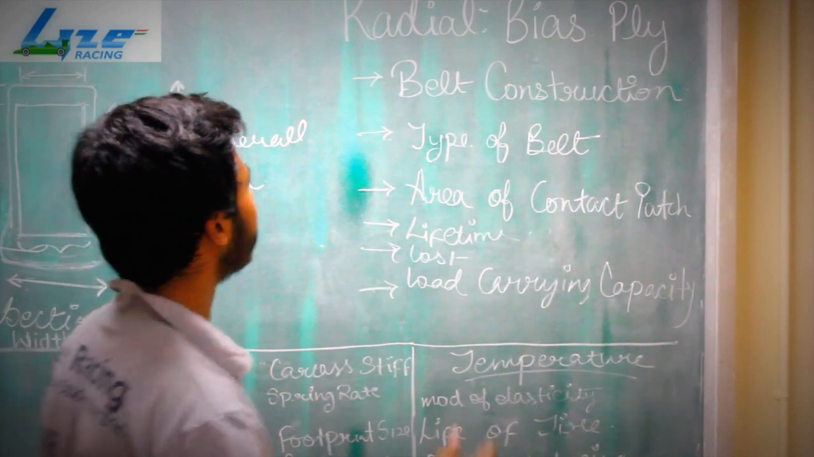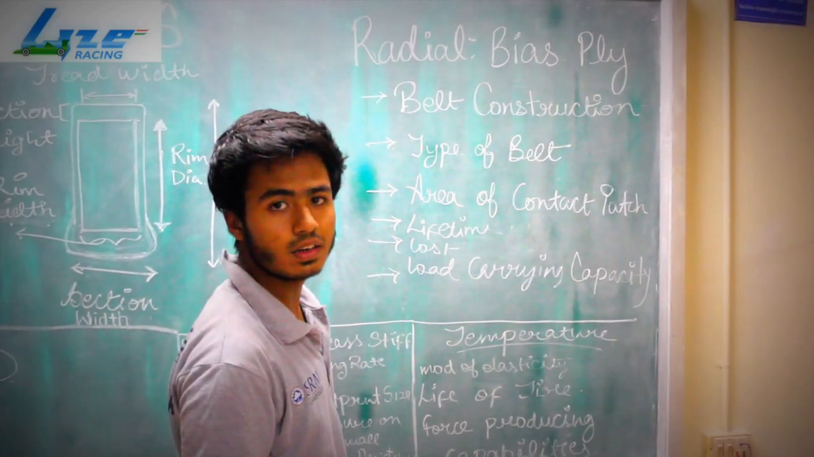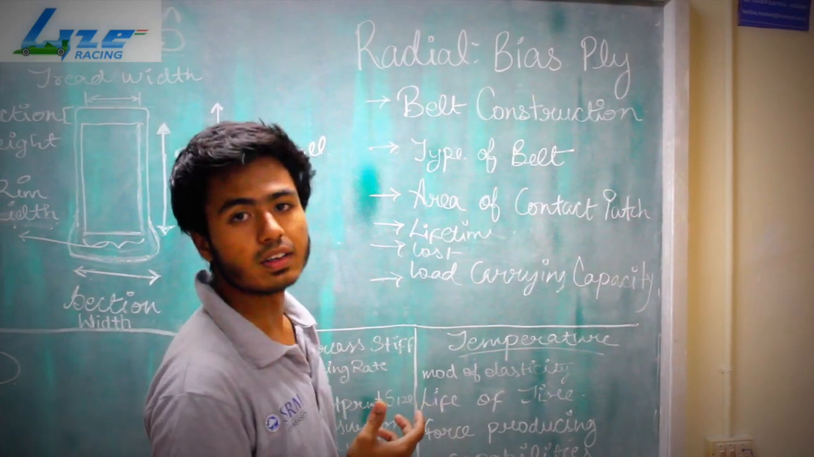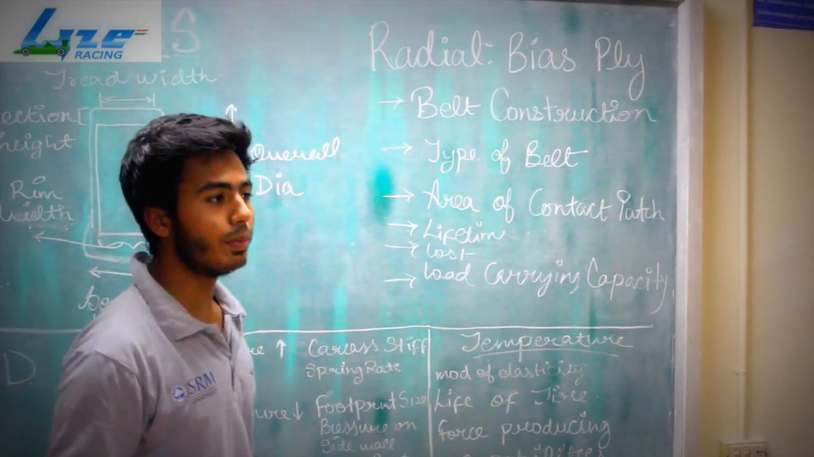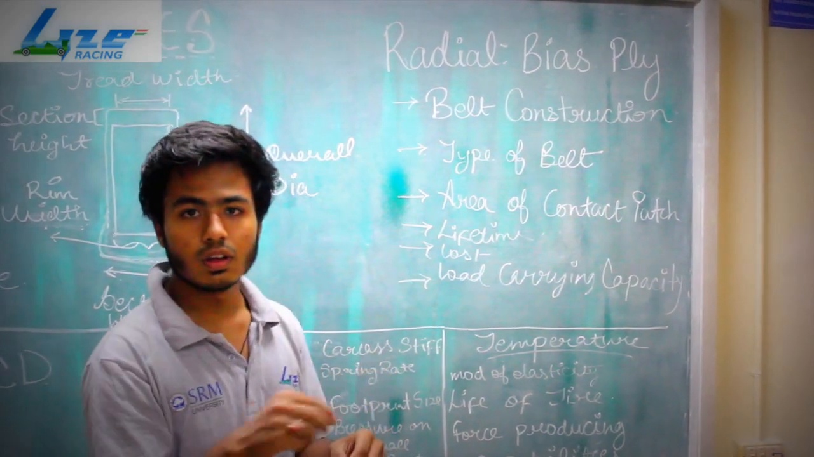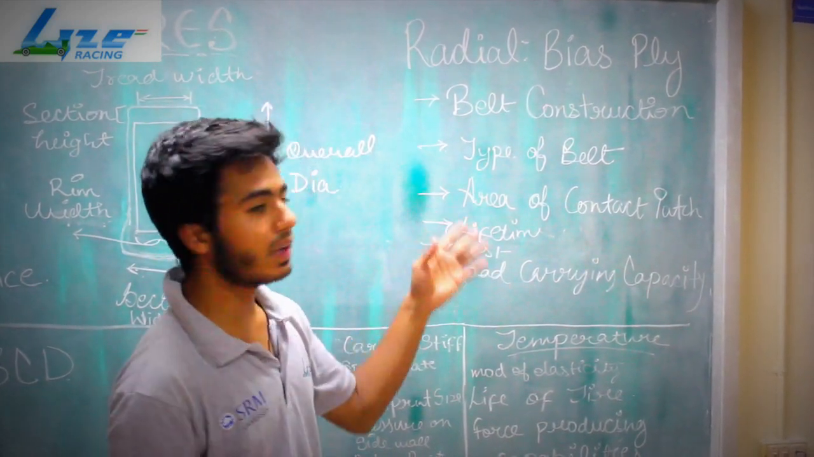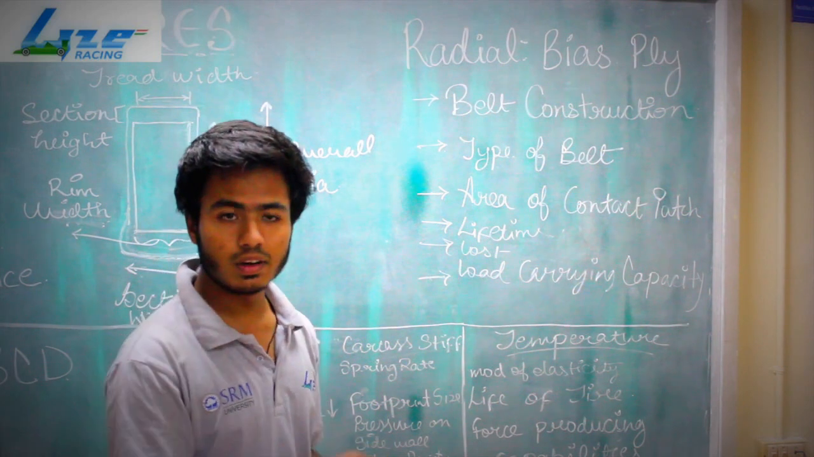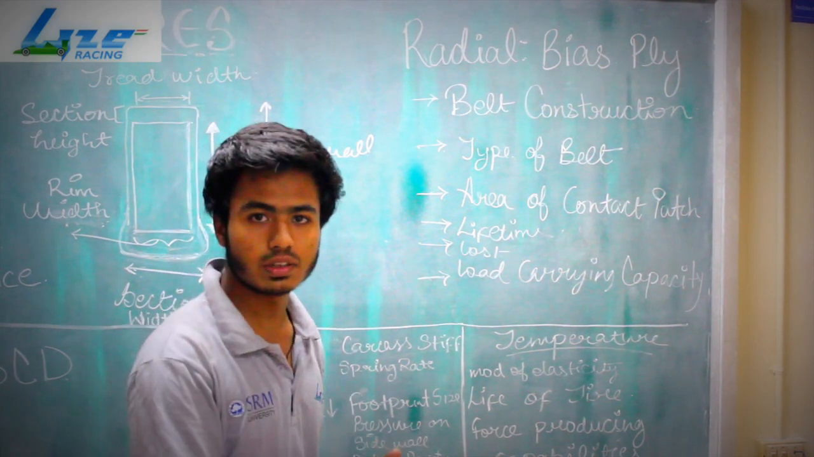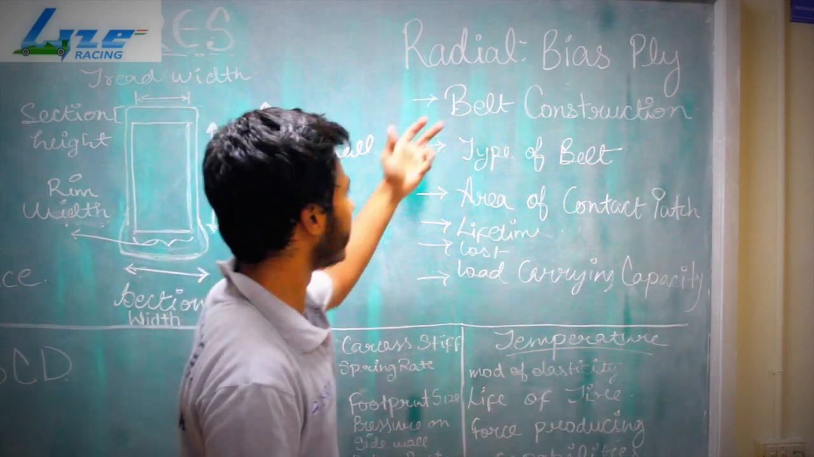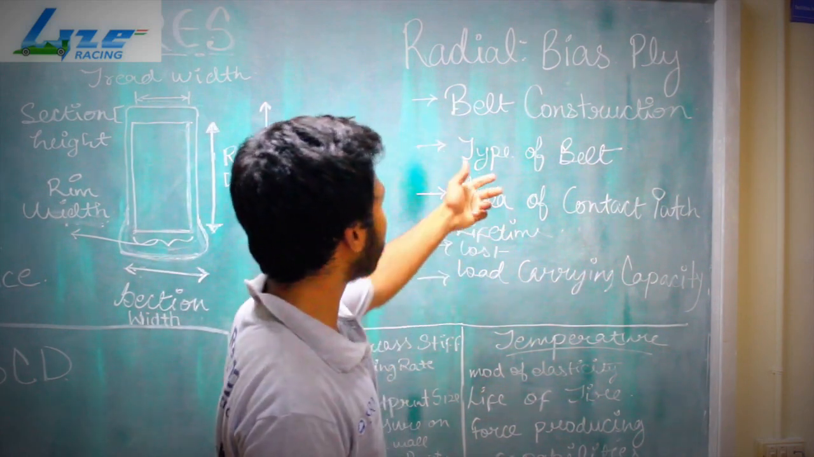Now, radial and bias, as I mentioned over here. There are mainly two types of tires, radial and bias tires. The main difference between these tires is the type of belt construction. In radial tires, we have the belts aligned perpendicular to the center line of the tire. Whereas in bias ply, it runs from bead to bead, that is from one sidewall to another sidewall, at an angle of around 30 to 45 degrees. Here's the belt construction.